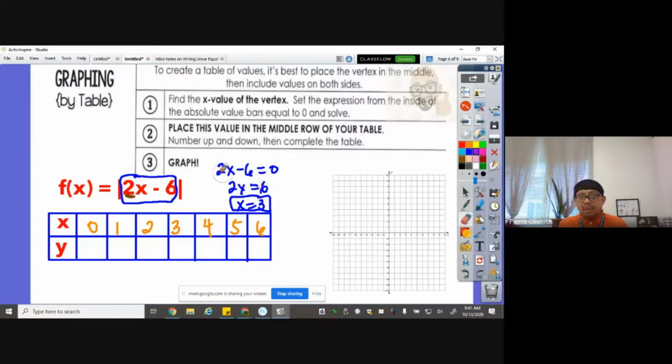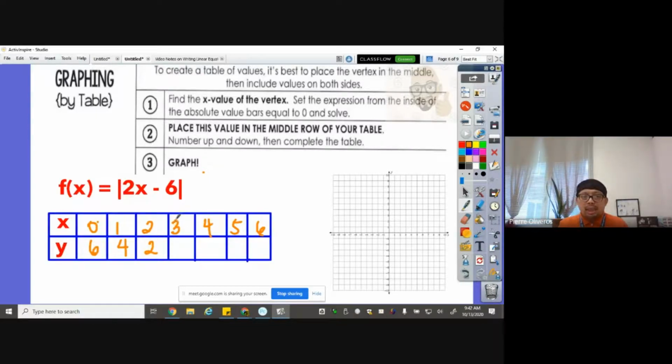Before you graph it, you have to solve for the values of y here. So you're going to plug in 0. What's 2 times 0? 2 times 0 is 0, minus 6 is negative 6, and the absolute value of negative 6 is positive 6. For 1, 2 times 1 is 2, minus 6 is negative 4. The absolute value of negative 4 is 4. And 2 times 2 is 4, 4 minus 6 is negative 2. The absolute value of that one is 2. Can you see any pattern? 6, 4, 2. Okay, that should give you an idea.